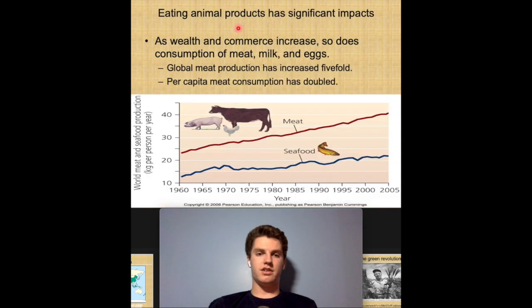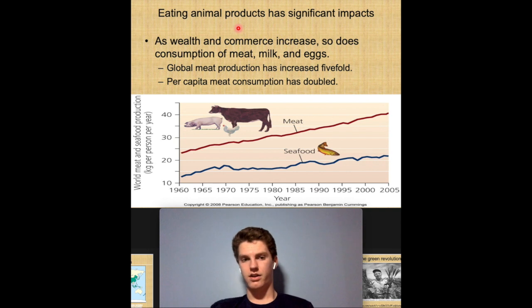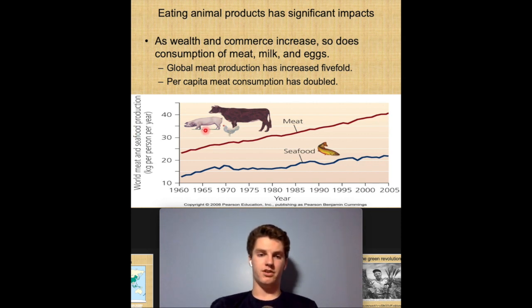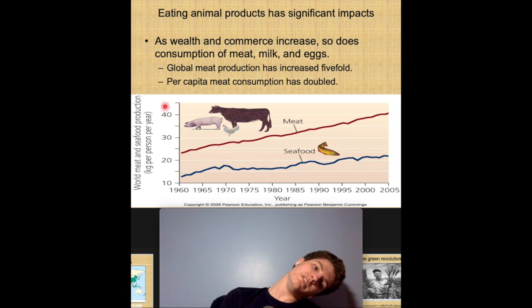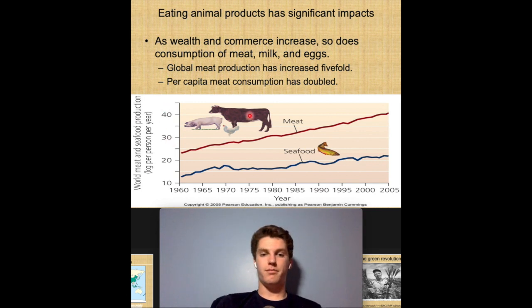Since the 40s, globally, meat production has increased fivefold. I guess that's the word. So it doubled 5 times. Well, 5 times its original, not doubled. That's different. And then per capita meat consumption has doubled. So here's a chart of meat and seafood production per person, so per capita. Obviously, meats that are not seafood have seen an increase, as well as seafood.